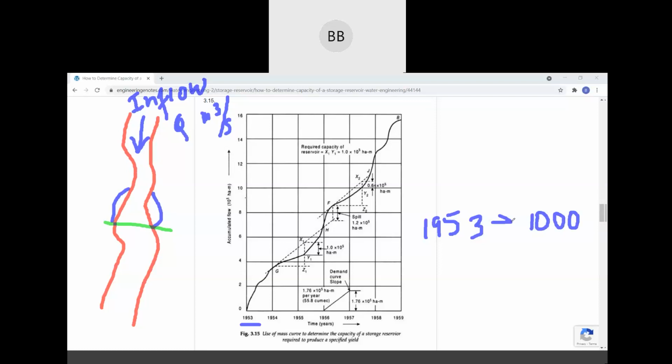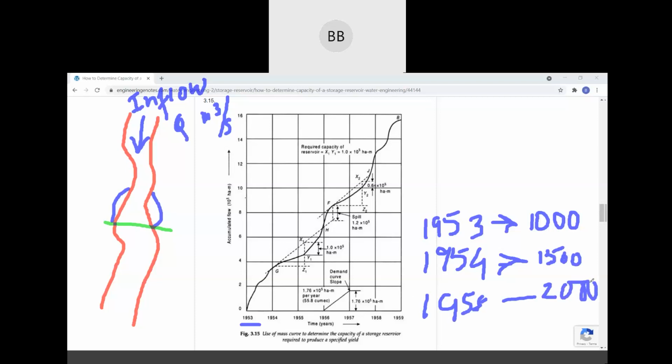It's just for an example, okay. In 1953, we have 1000 meter cube per second as an average inflow to the dam side. Then we move on to the next, 1954, maybe 1500. These values are just imaginary values. And 1955, say about 2000. So these are average inflows throughout that particular year.